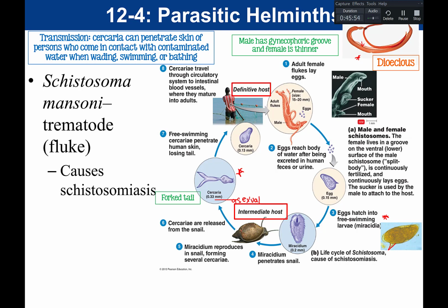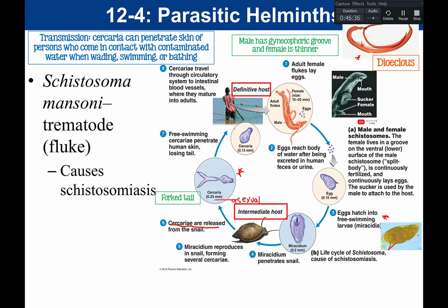So the Miracidium is going to penetrate the snail. The Miracidium is going to reproduce in the snail, and it's going to form Cercaria. Cercaria is a larval stage that is released from the snail. So the Cercaria are released from the snail. Again, here's the head. We have its forked tail. And these free-swimming Cercaria penetrate the human skin. And when they penetrate the human skin, they lose their tail. Only the head of the Cercaria is going to penetrate the skin.